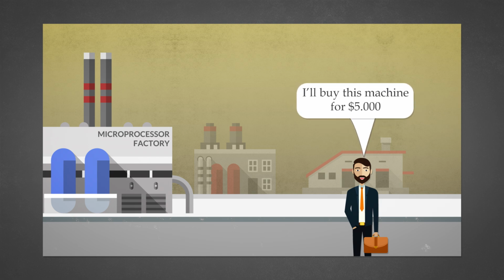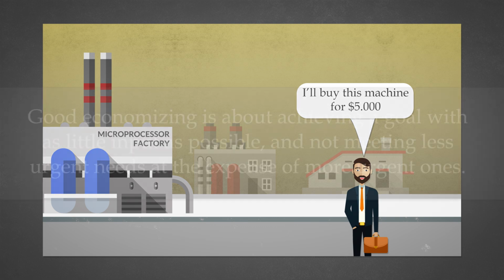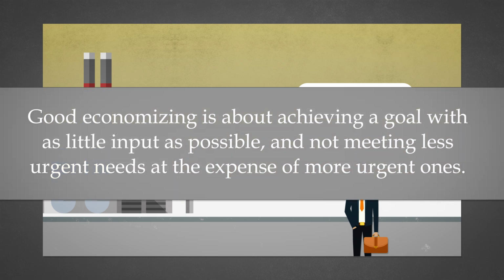Having determined the expected revenue, he bids for the factors of production needed to complete the project. In order to make a profit, he cannot allow the incurred costs to exceed the expected future revenues. He must choose the method of implementing the investment that will cost as little as possible. Good economizing is about achieving a goal with as little input as possible and not meeting less urgent needs at the expense of more urgent ones.